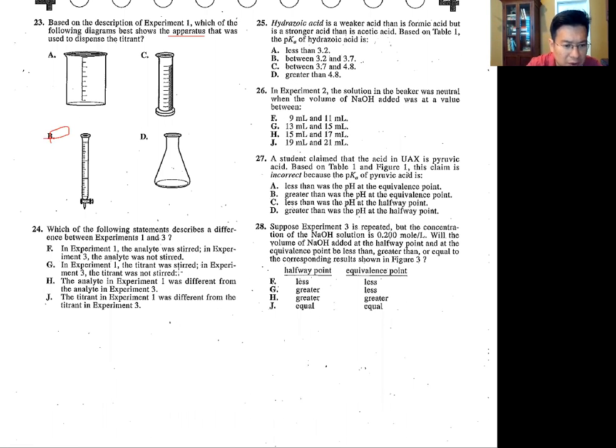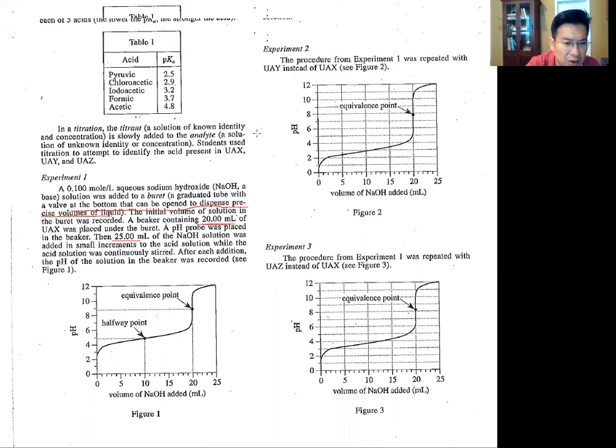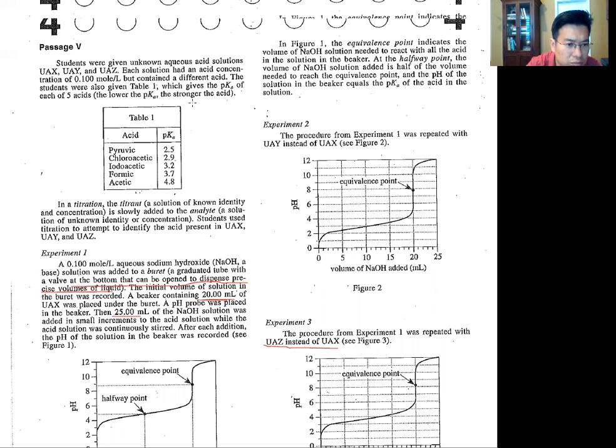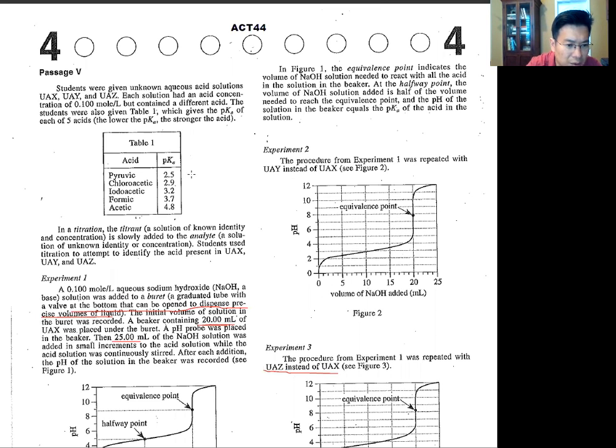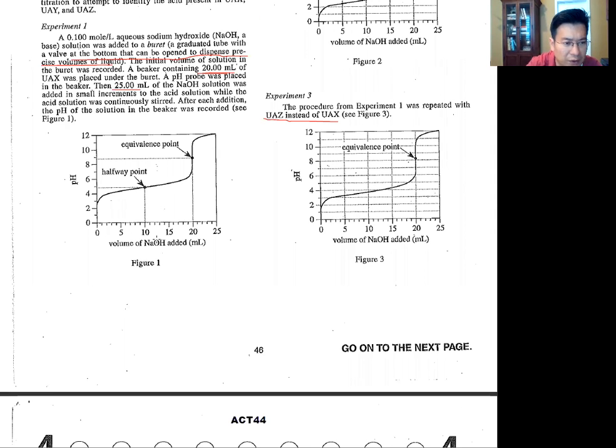24, which of the following statements describes the difference between experiment 1 and 3? Experiment 3 is experiment 1 repeated with UAZ instead of UAX. UAZ is a different solution they're talking about. Okay, let's go here. Yeah, H, because of the difference between UAG and UAX.